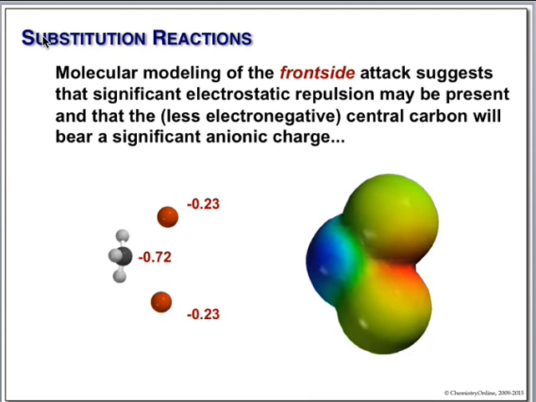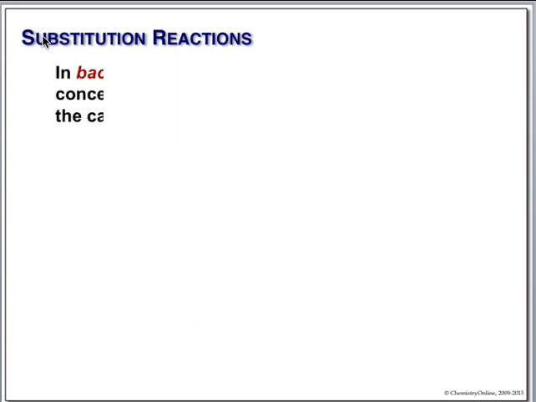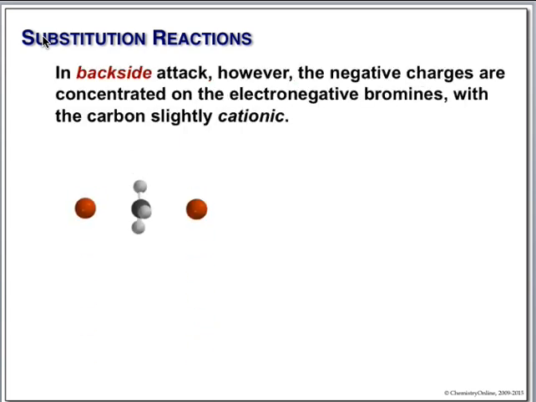Here's our nucleophile, here's our leaving group. These are slightly anionic, but you'll note that the carbon here actually bears quite a bit of the net negative charge of the transition state. That's a little bit of an issue because halogen is much more electronegative, so it would like the electrons.